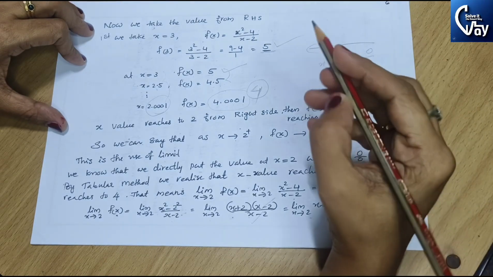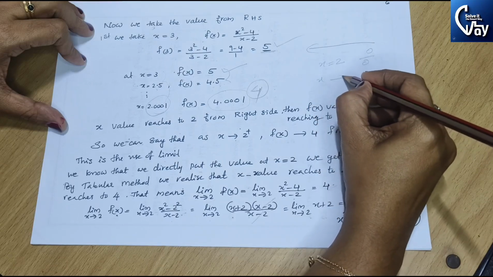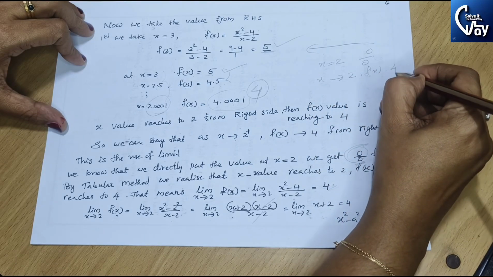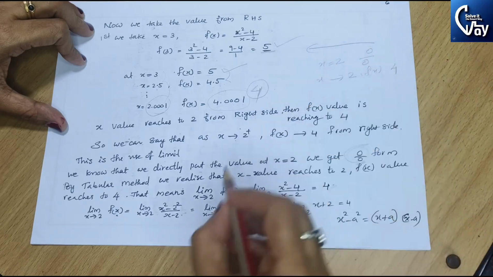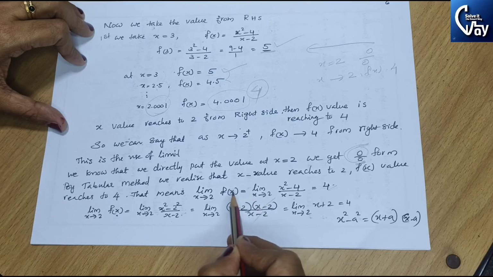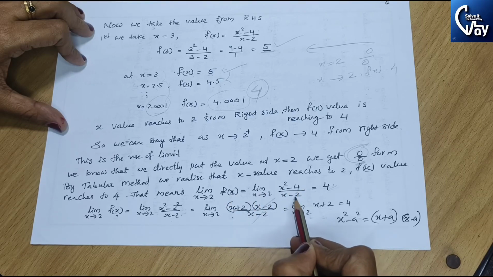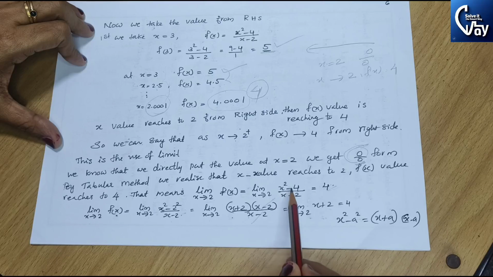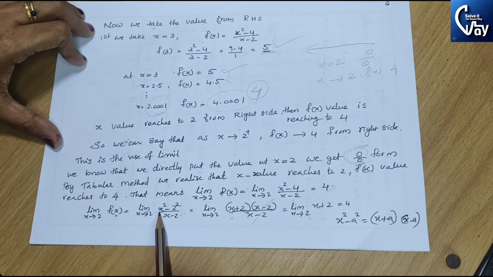By the tabular method, we realize that as the x value reaches 2, the f of x value reaches 4. That means limit x approaching 2 of f of x, where the function is x square minus 4 by x minus 2, is equal to 4. Now, limit x approaching 2 of f of x equals limit x approaching 2 of x square minus 4, which can be written as 2 square. So x square minus 2 square by x minus 2.